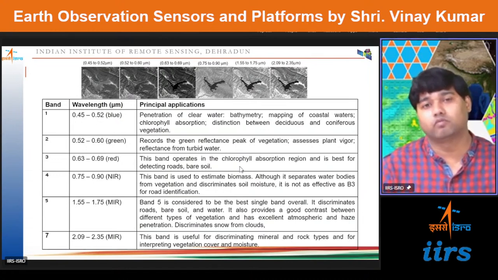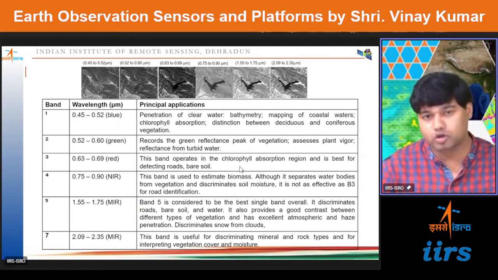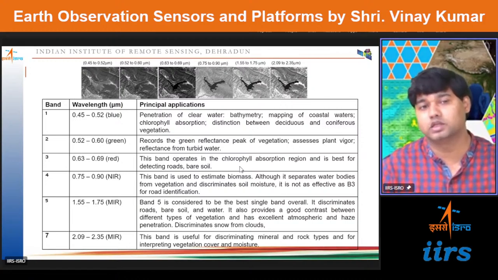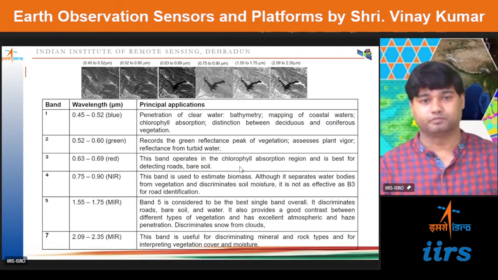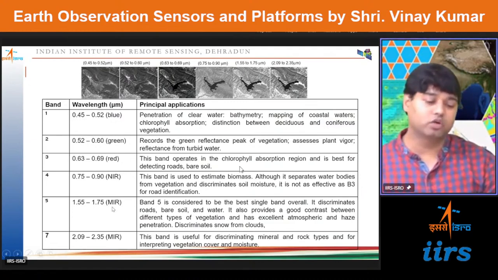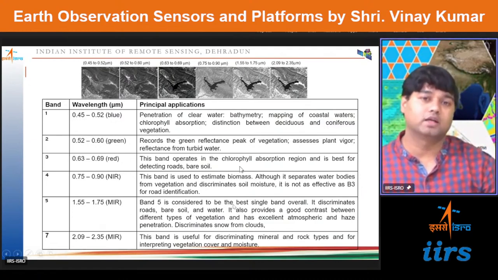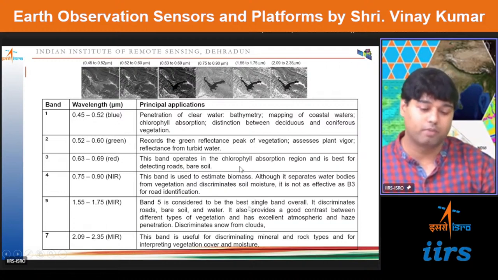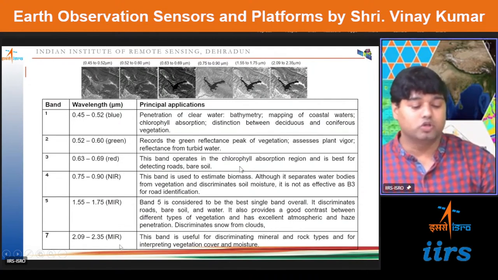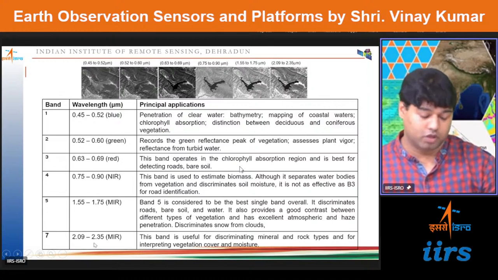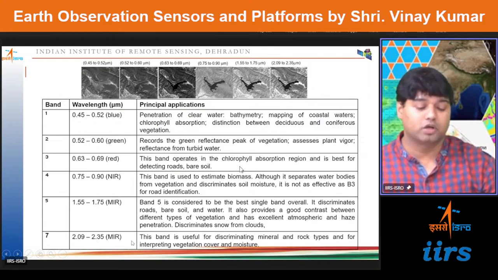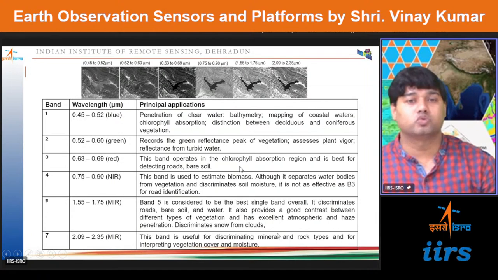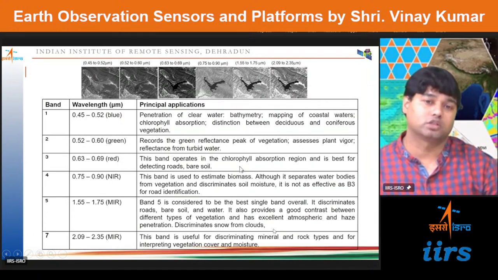Because you know that water reflects very little in the visible region and it absorbs almost most of the energy in your infrared region. This particular fifth band, the mid-infrared band, is considered to be the best overall band, which separates and gives most of the surface feature information. Coming to the longer shortwave infrared band or mid-infrared band, this band is useful for discriminating mineral and rock.